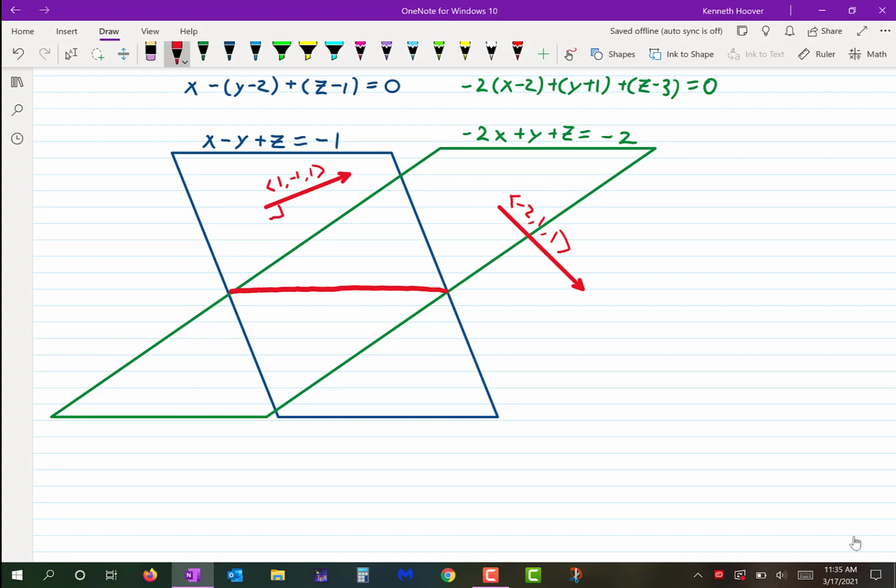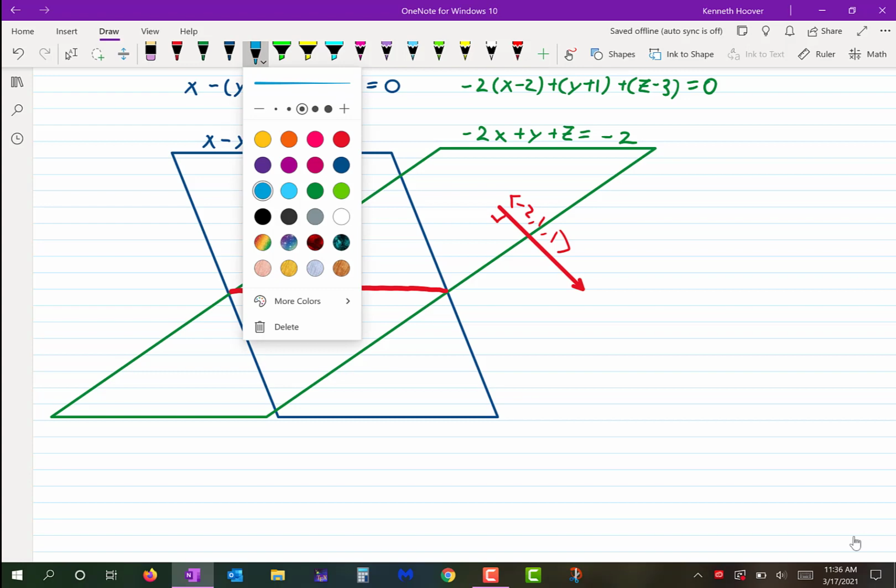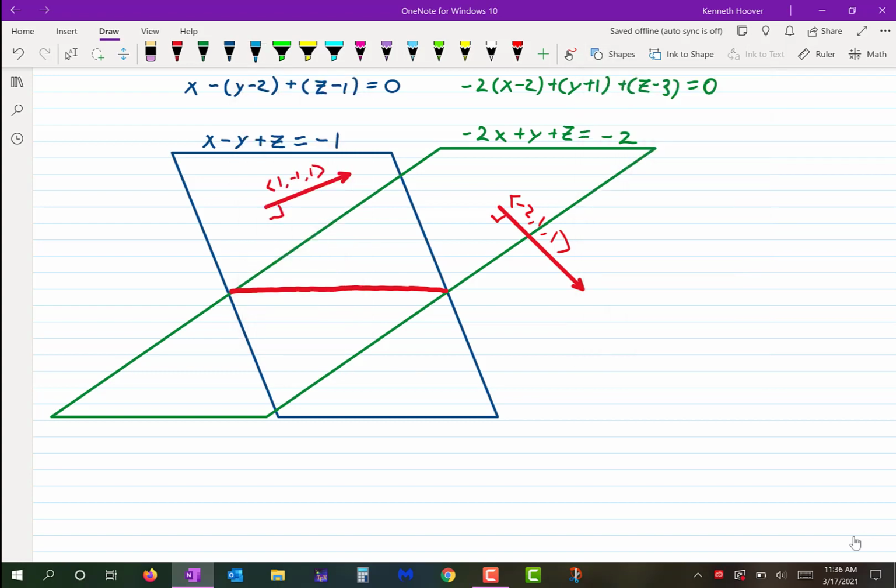That vector is orthogonal to that plane. This vector is orthogonal to that plane. Those two vectors are not parallel. You can see that by looking at their components, and therefore the planes are not parallel. So the planes must intersect, and their intersection is guaranteed to be a line.